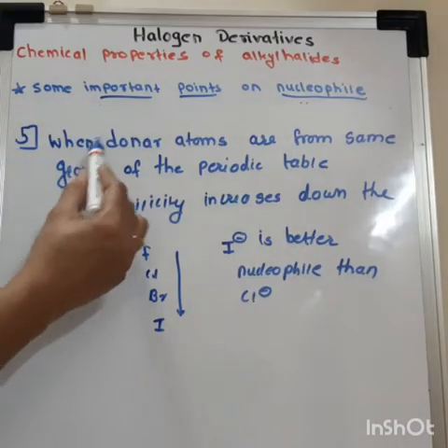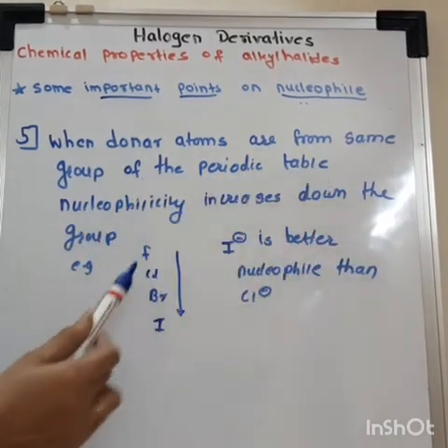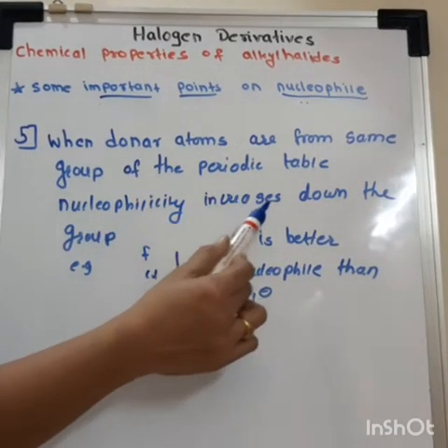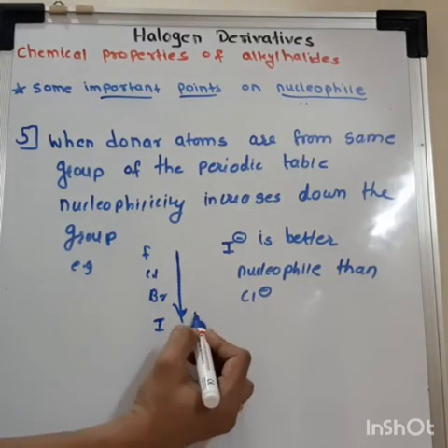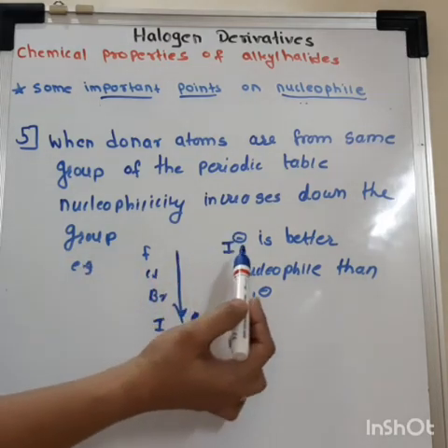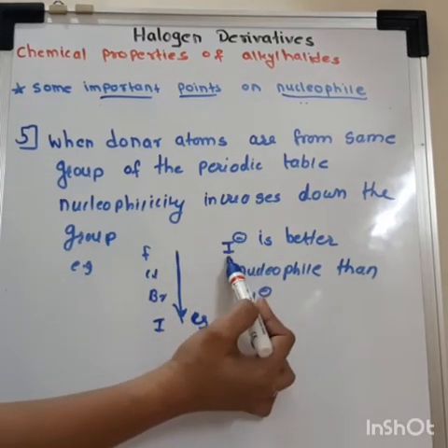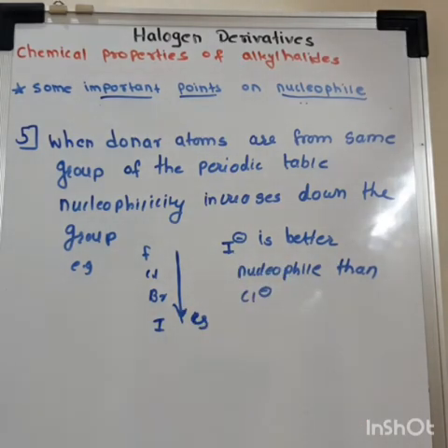Fifth point, when donor atoms are from the same group of the periodic table, nucleophilicity increases down the group. Nucleophilicity increases down the group, that is, iodine, I-, is a better nucleophile than chlorine.